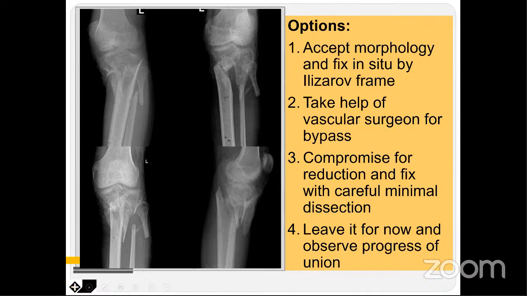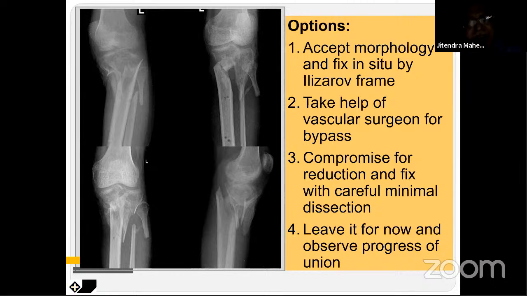Now, we probably leave aside the patient's desire. So what is the ideal treatment we would advise? First, we discuss that. I would say fix it in situ. Do nothing to the blood supply. God has been kind, and we can definitely bridge this gap with some kind of a graft and stabilize this knee.